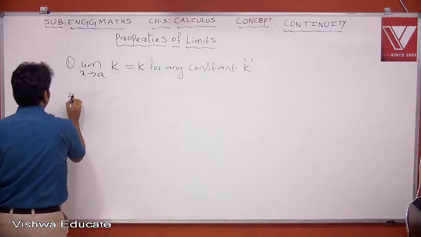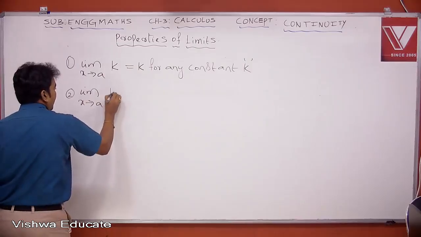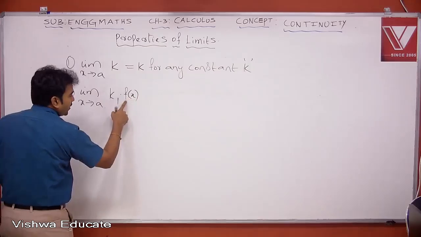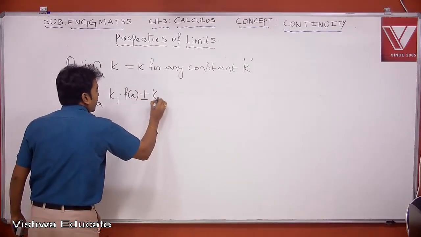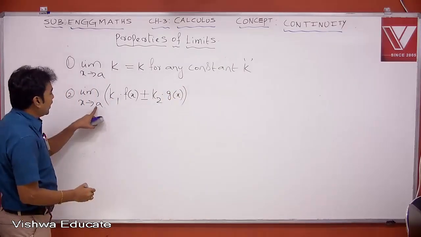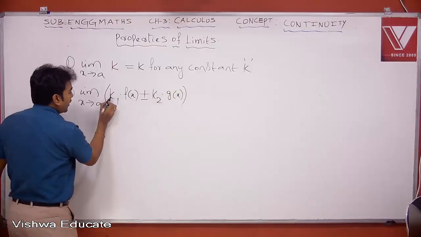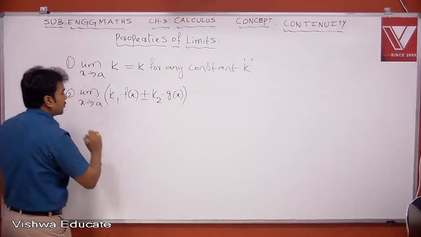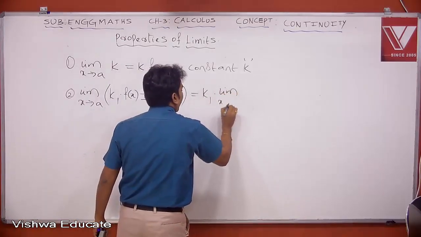Second property is limit x tends to a, k1 into f of x. A constant is multiplied with a variable part f of x. You can have either plus or minus k2 into g of x. So limit x tends to a, k1 into f of x plus or minus k2 into g of x. When constants are multiplied with functions of x, they can be taken before limits. Therefore this is nothing but k1 times limit x tends to a f of x.